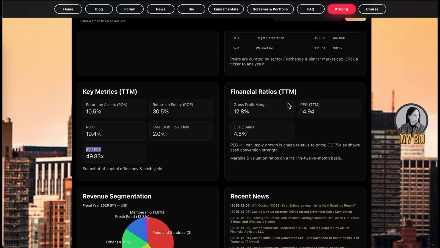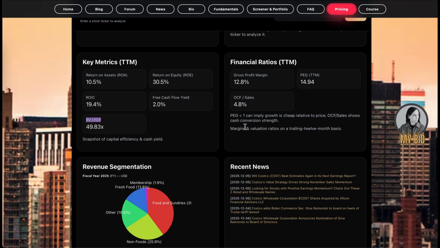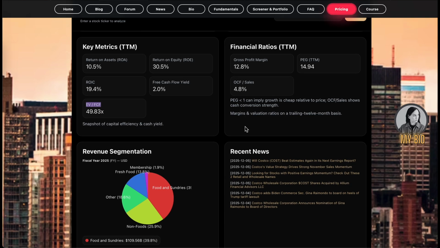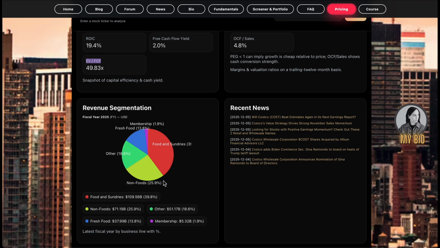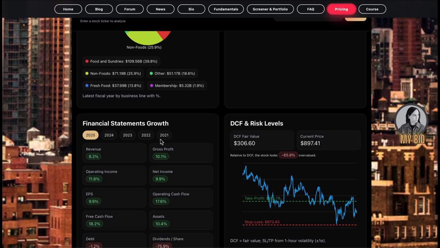Operating free cash flow to sales. Again, if you remember, Walmart had around 6. It had a 5.8 operating free cash flow to sales. Again, the higher the number, the better. And Costco has 4.8, lower than Walmart. Again, this is a very important ratio. And Walmart is a clean leader here, but in the case of revenue segmentation, Costco is winning here because Costco has more diversified revenue, a more protected business, so to say.